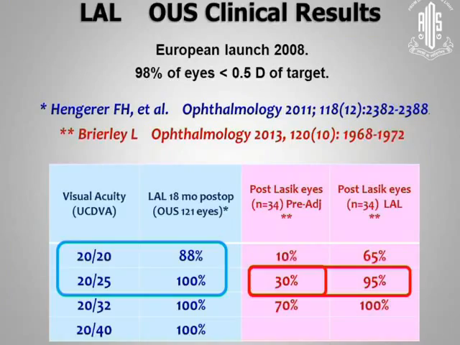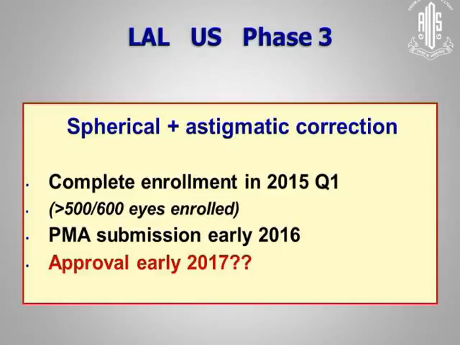This is already published data from Europe on the spherical power. How would you like to have 100% of your patients seeing 20/25 uncorrected? Or taking your LASIK patients where there's 30% at 20/25, doing the light adjustment, treating the sphere, and getting them to 95%. But that's what we're doing now in phase 3. We're able to adjust astigmatism. So what happens, and we have almost all 600 eyes that will be done by the end of March. That completes the phase 3 in the United States, and so possibly even in 2 years we might have this.